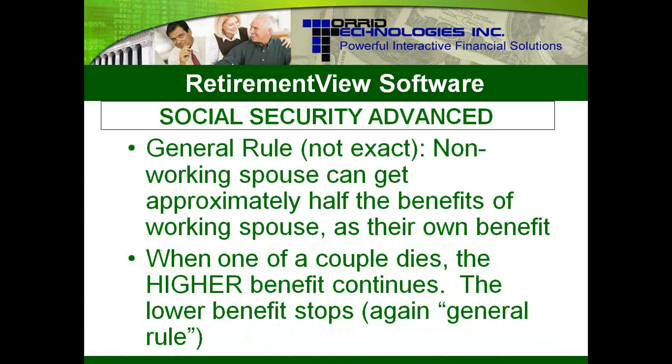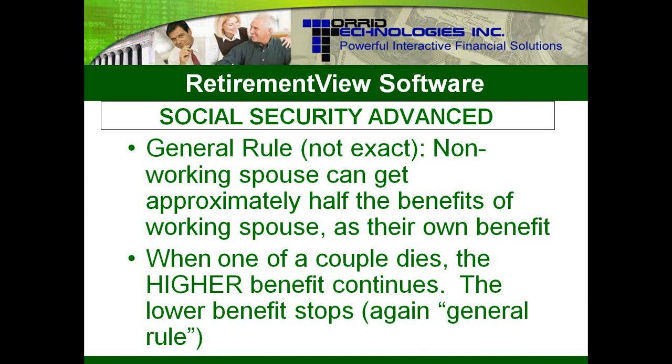Another general rule, again, is not exact science because there are different exceptions. There are also different types of Social Security. I'm mainly talking about Social Security retirement benefits. Obviously, there's Social Security disability, there's survivor benefits, there are different types of benefits. Mainly talking about retirement benefits.